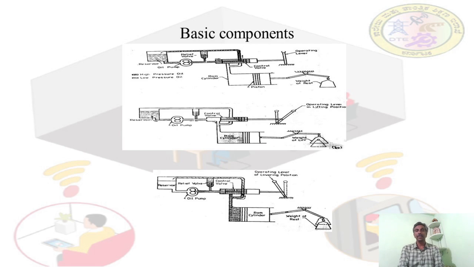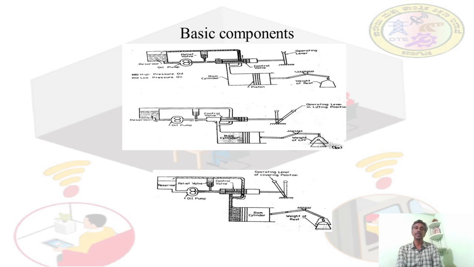The main parts of hydraulic systems are: the first one is a tank, which is used to store the hydraulic oil. In the tank itself, the pump is there. The pump takes the pressurized oil and sends it to the different types of valves. The different types of control valves are pressure control valve, flow control valve, directional control valve.